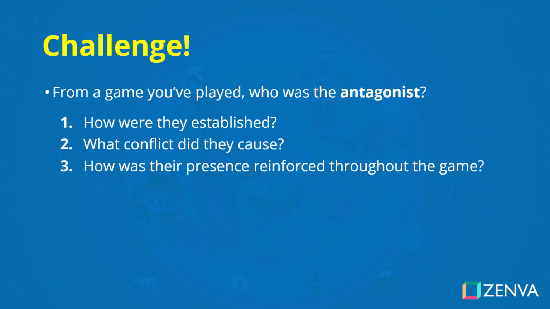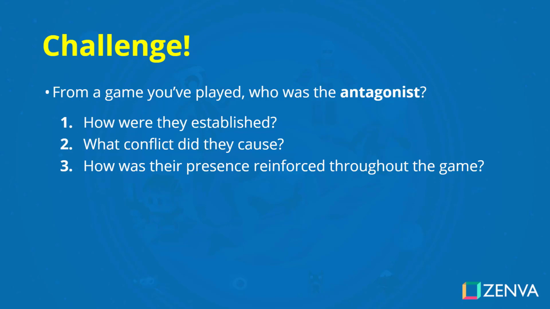So, as a bit of a challenge, I want you to think of a game that you have played or that you know of and think of who was the antagonist, okay? And I want you to basically think of these three things. First of all, how was the antagonist established, okay? How were they introduced to both you and the player in the game? And what conflict did they cause? What is the main issue of the game that you as a player need to solve? And does that revolve around the antagonist?